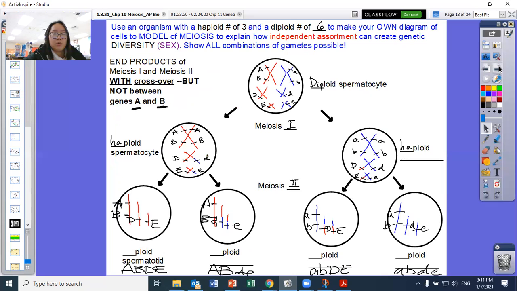Here's another example where you're not going to cross over A and B, but you'll cross over gene D. I actually changed this from a haploid number of 3 to a haploid number of 4 and a diploid number of 8. I don't know. Actually, I take that back. Sorry, that was just me misreading this.